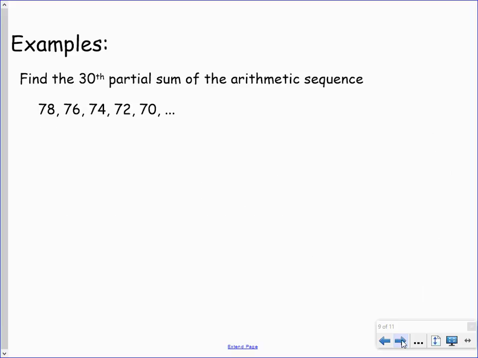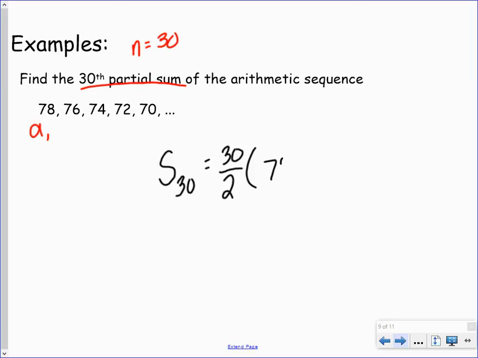Good. Find the 30th partial sum. When it asks for a 30th partial sum, what is it saying to you? So add up 30 terms in the sequence, right? That's giving me my n. I now know in this one I don't have to do the counting thing. I now know n is 30. I also know a sub 1. So when I'm thinking about my formula for a series, the sum of the first 30 terms is equal to 30 divided by 2 times 78 plus, and I'm going to need that 30th term.